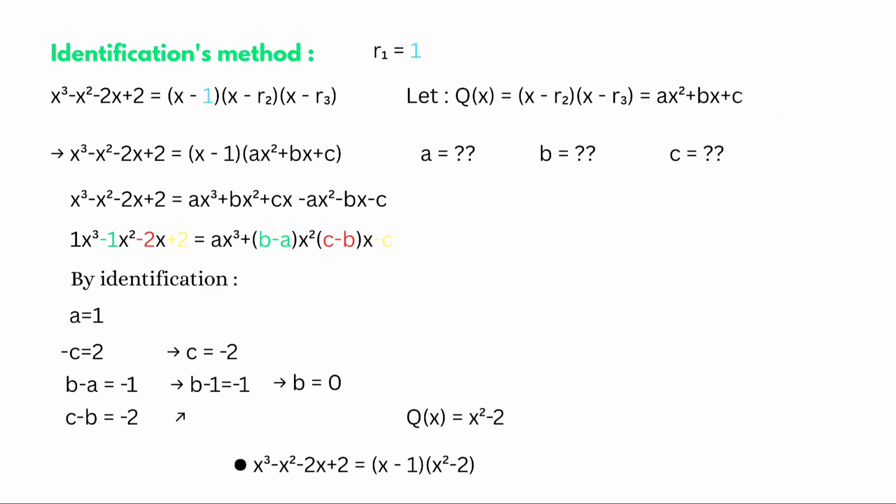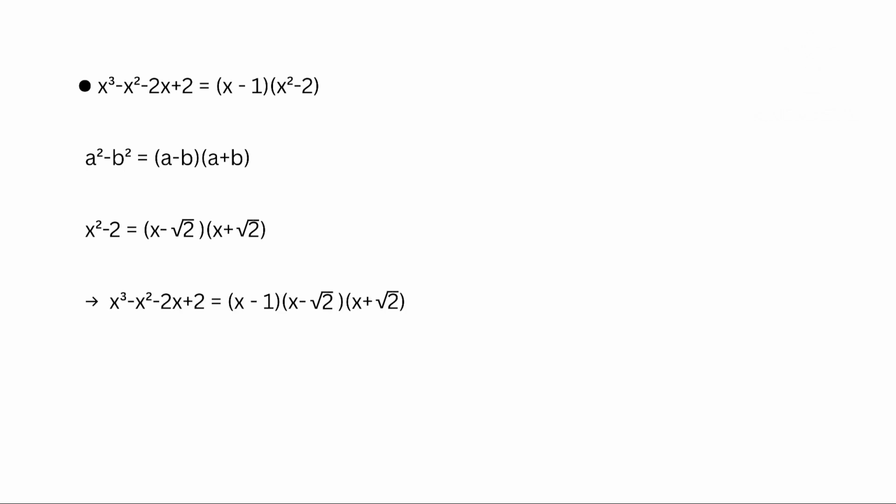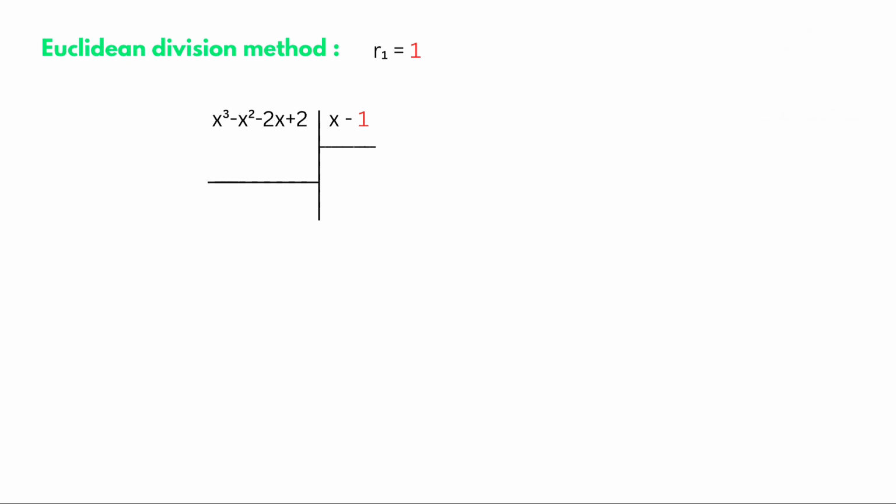Next, we factor x squared minus 2 using the difference of squares formula. As a result, we obtain x minus the square root of 2 times x plus the square root of 2. So the polynomial becomes x minus 1 times x minus the square root of 2 times x plus the square root of 2. Or we can use Euclidean division to find the remaining roots.